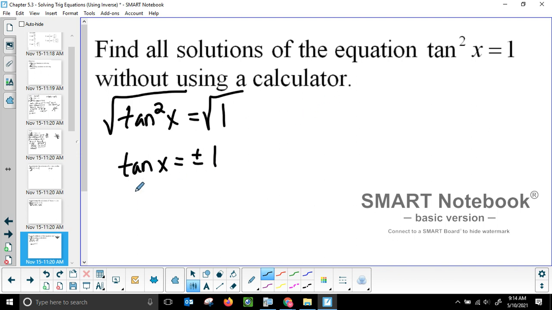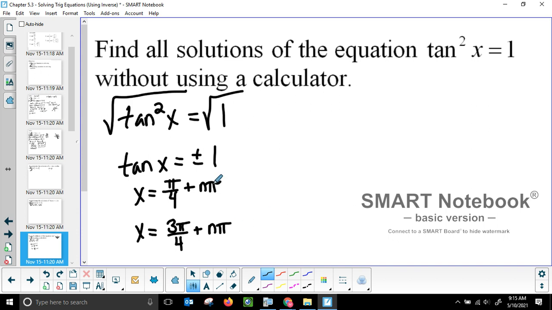Well, tangent is positive 1 at pi over 4, and tangent is negative 1 at 3 pi over 4. Now, of course, tangent is also positive 1 at 5 pi over 4 and also negative 1 at 7 pi over 4. But since it says to find all solutions, really you can just take this and say, plus n pi, because we know that the period of tangent is pi.